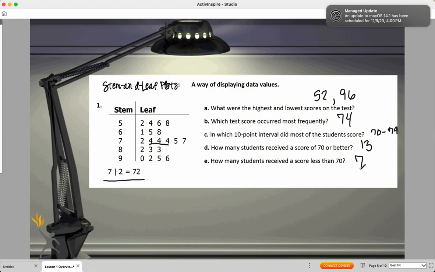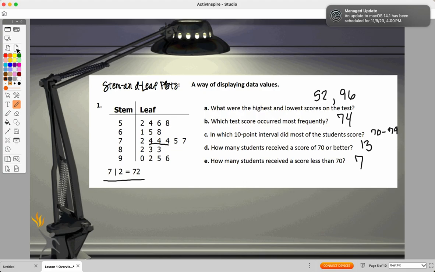So you can see just by looking it over and thinking, it's a little bit like a sideways bar graph, if you want to think of it that way, but it gives us exact data points, and it also gives us a graphical representation of that information. It gives us the values in a graphical display.